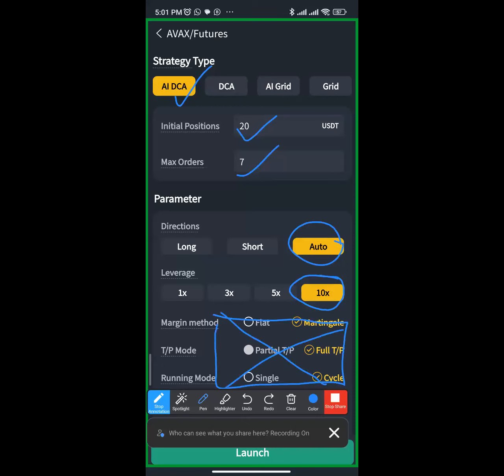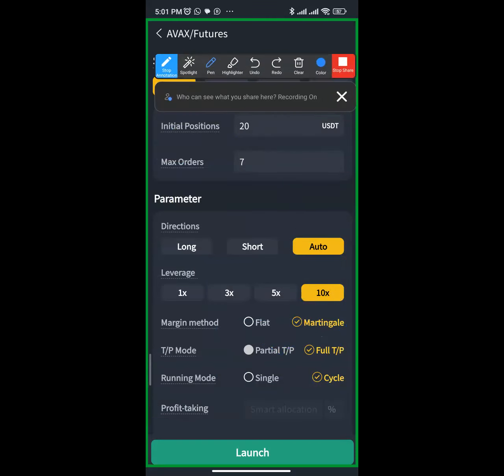It has a very powerful algorithm. The AI system is able to set up, I'm talking of the automated DCA, the AI DCA, it plays between the martingale and the flat, and also it plays between the full TP and the partial TP. So you have nothing to worry about. Just put it on automated for futures and the robot will trade.